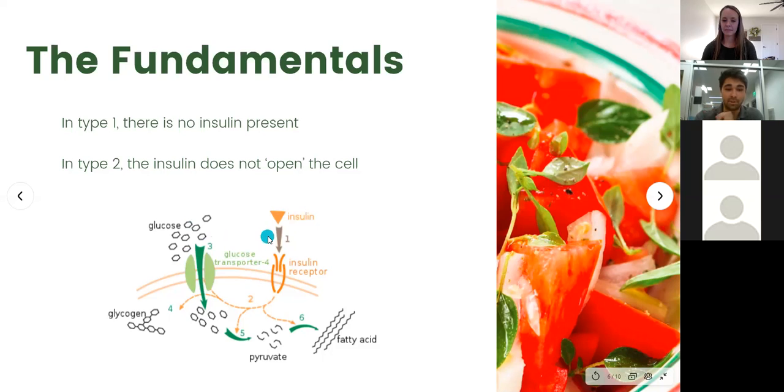If you have type 2 diabetes, on the other hand, basically what happens is for whatever reason, this insulin isn't really opening up this receptor, and as a result, the glucose stays in your bloodstream and doesn't actually enter the cell. And that's why you end up with hyperglycemia, or high blood sugar, because things are staying in your bloodstream and not able to go into your cell like they're supposed to.